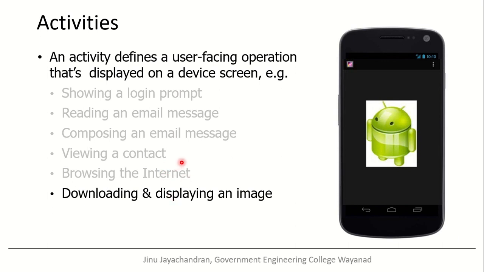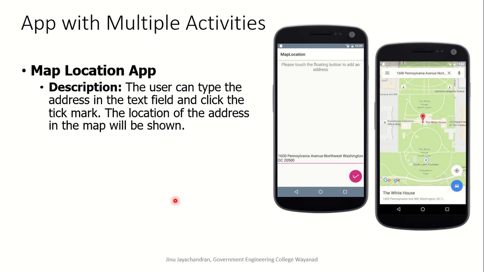Now, is it possible that the same application can have different activities? So let's look at this example. Let's see an application in which you can write the address in the text field provided by the application. When you click the tick mark, the application will go to a new screen in which it shows the map and the location of the address. So this is one application.